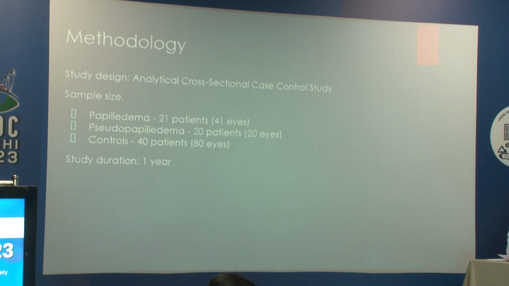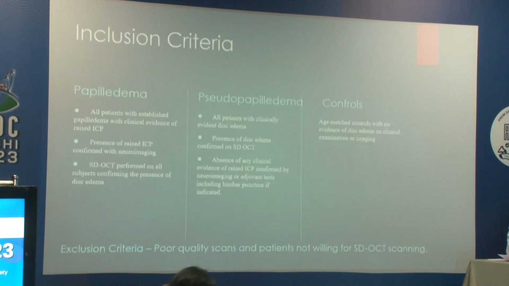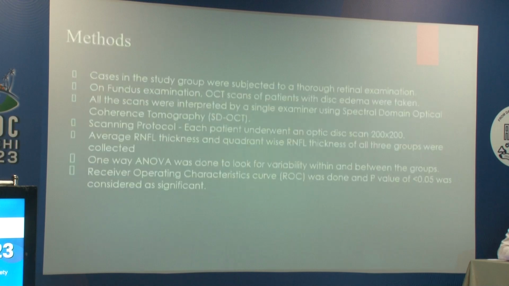Our sample size was 21 patients with papilledema, 20 patients with pseudopapilledema, and 40 controls. The duration was 1 year. Inclusion criteria for papilledema patients: all patients with established papilledema with clinical evidence of raised ICP were taken, with further investigations. For pseudopapilledema, we took cases of optic disc drusen, which were confirmed on B scan.